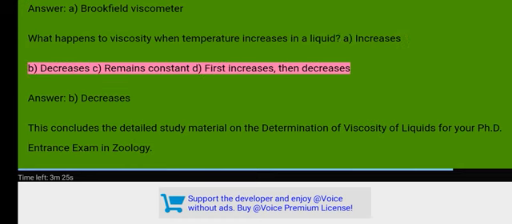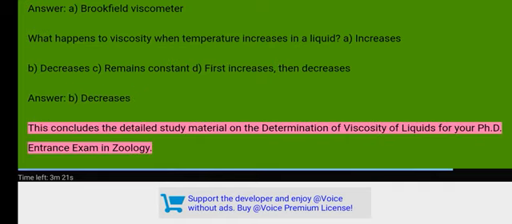First increases, then decreases. Answer, B. Decreases. This concludes the detailed study material on the determination of viscosity of liquids for your PhD entrance exam in zoology.